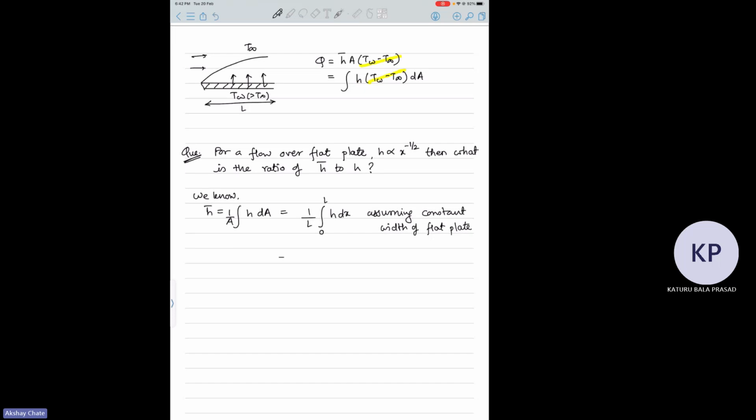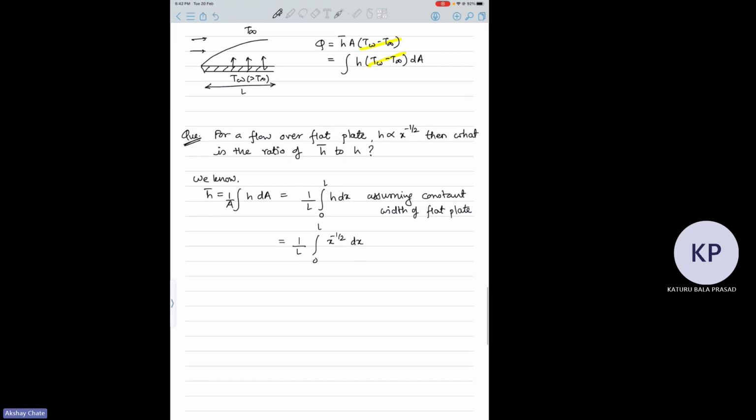Then you have to put x power minus 1 by 2 dx, and to do that, what you'll end up with is 1 by L, x power 1 by 2, 1 by 2, 0 to L.